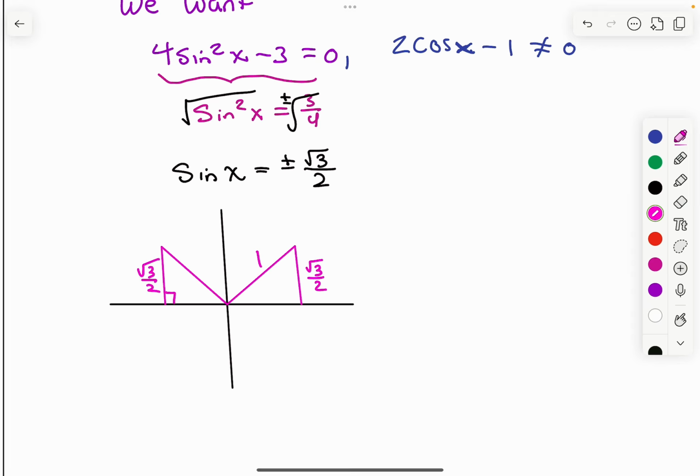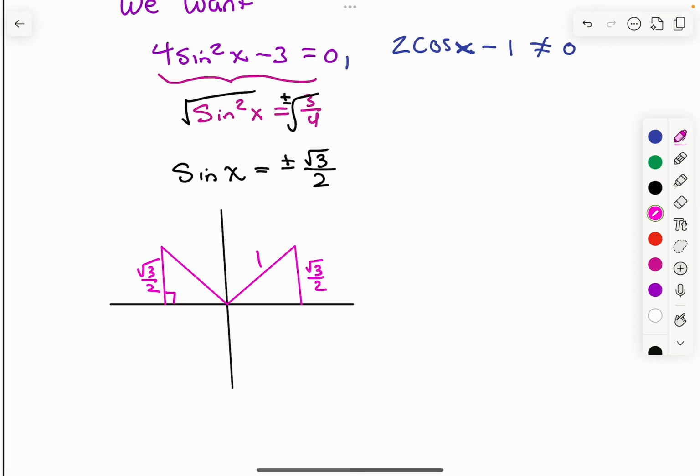Now hopefully you've figured out that these reference angles must all be 60. So this first angle here is 60. The second solution would be 120, and then 240, and then 300.